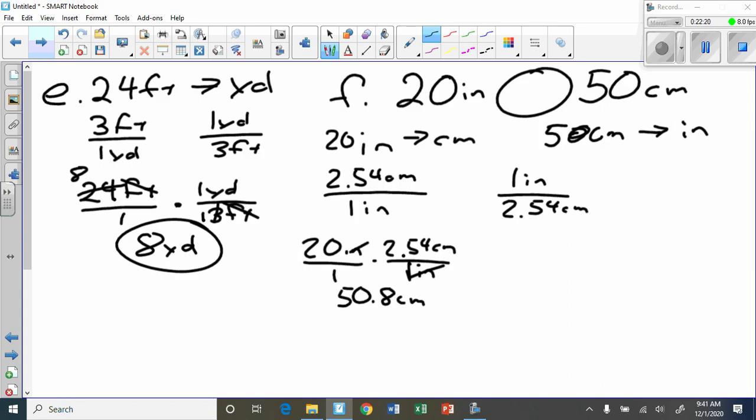So which one's bigger? 20 inches or 50 centimeters? It's 8/10 of a centimeter bigger. 8 millimeters, but it's still bigger, right? If I did it on this side, I'd have 50 centimeters over 1 times 1 inch over 2.54 centimeters. Centimeter cancels. Then I have to do that division. 50 divided by 254. I don't really want to do that.